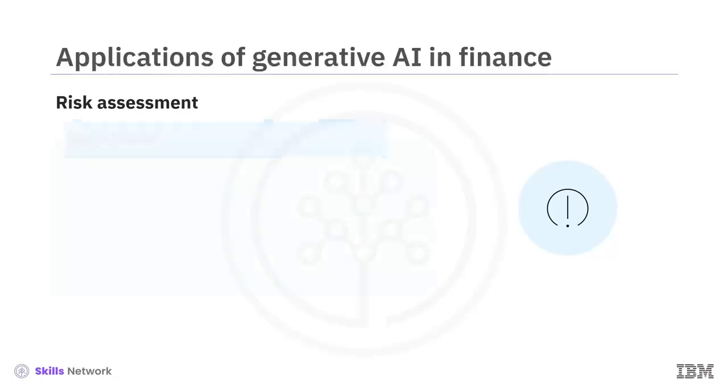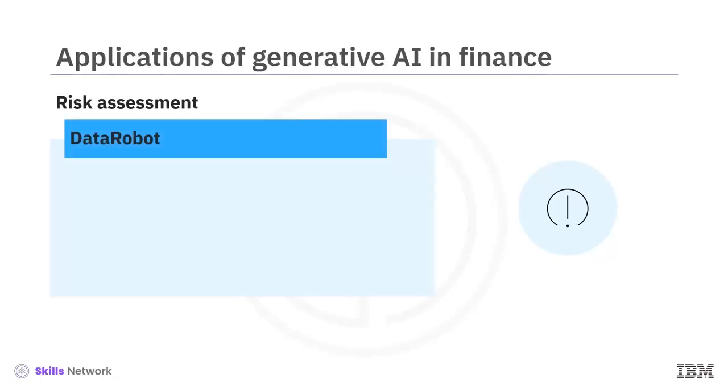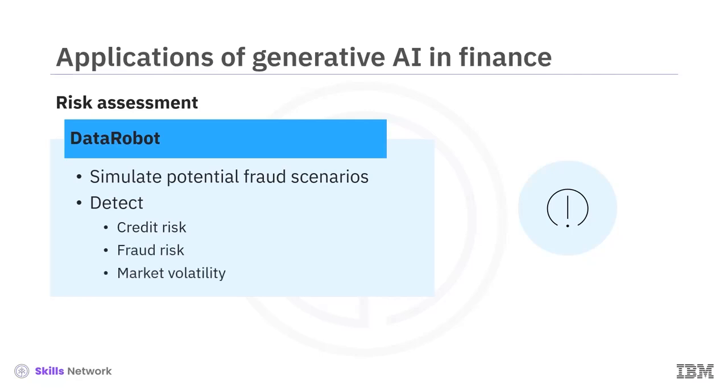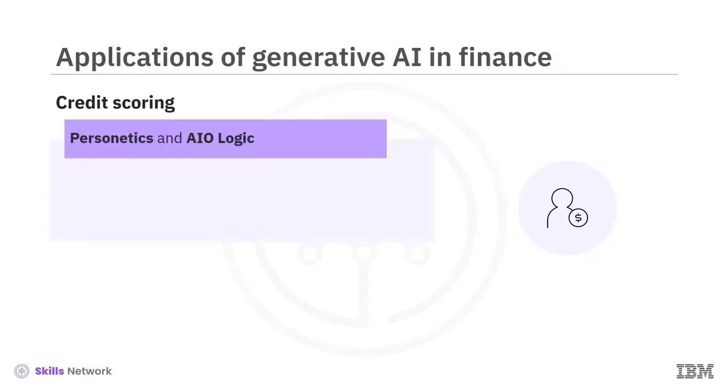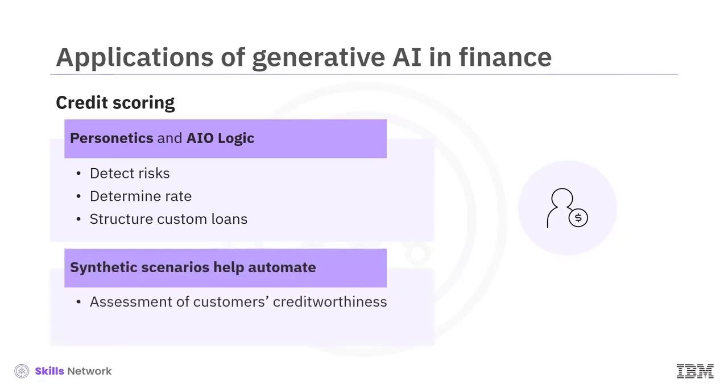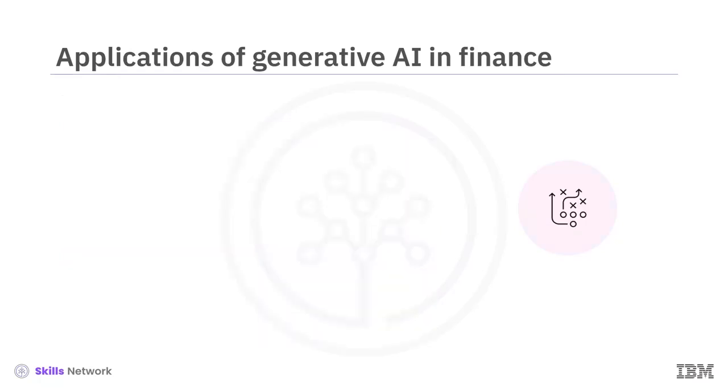In risk assessment, DataRobot, for example, can generate synthetic use cases by simulating potential fraud scenarios to detect credit risk, fraud risk, and market volatility. For credit scoring, Personetics and Zest AI leverage generative models to detect risks, determine rates, and structure custom loans. They automate the assessment of customer creditworthiness and set credit limits or insurance premiums.